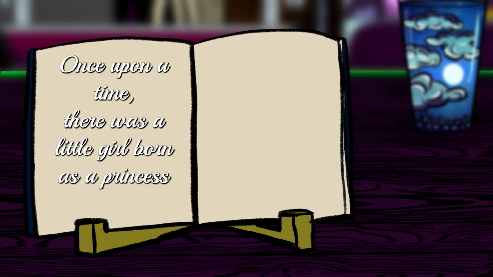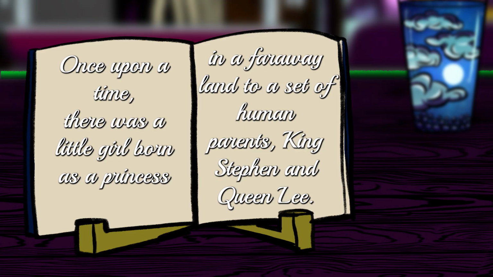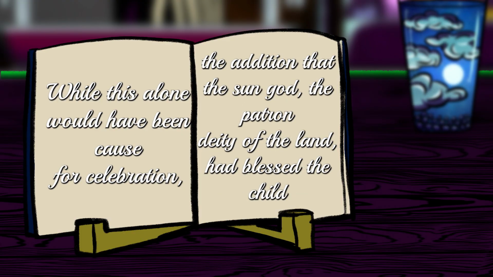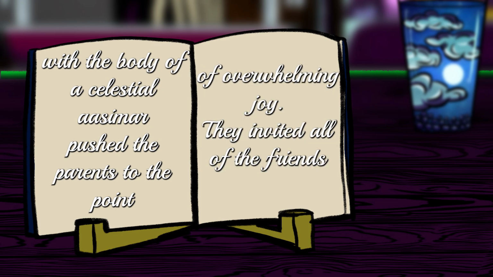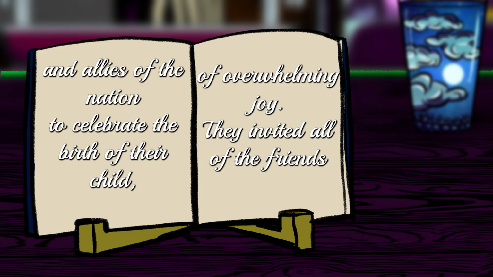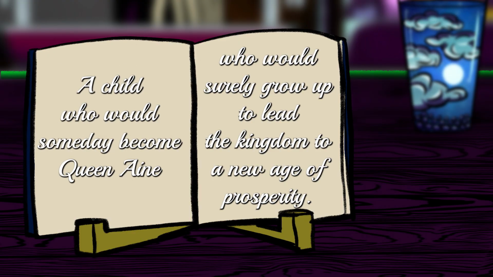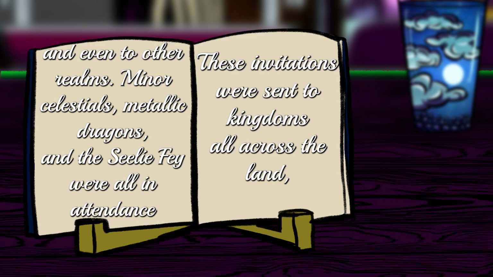Once upon a time, there was a little girl born as a princess in a faraway land to a set of human parents, King Stephen and Queen Lee. While this alone would have been cause for celebration, the addition that the sun god, the patron deity of the land, had blessed the child with the body of a celestial Aasimar, pushed the parents to the point of overwhelming joy. They invited all of the friends and allies of the nation to celebrate the birth of their child, who would surely grow up to lead the kingdom to a new age of prosperity, a child who would someday become Queen Ayn. These invitations were sent to kingdoms all across the land, and even to other realms.